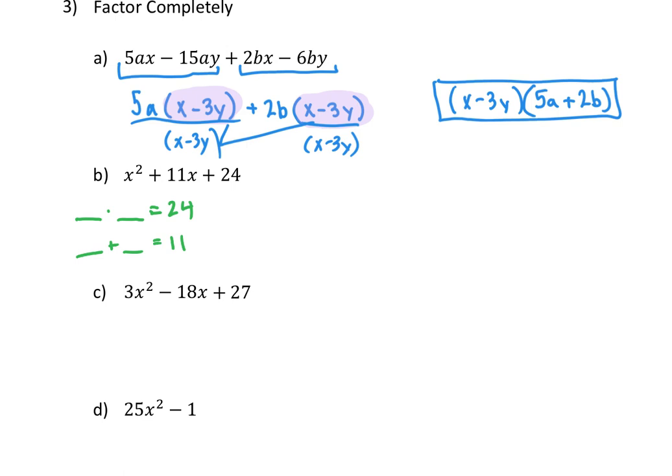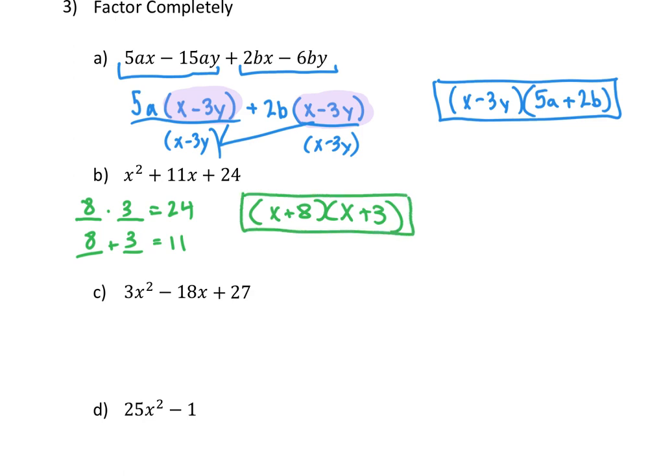And we should get 8 times 3. And they both need to be the same sign, and that sign is positive. So we get x plus 8, x plus 3. And we have this problem factored. That's it.